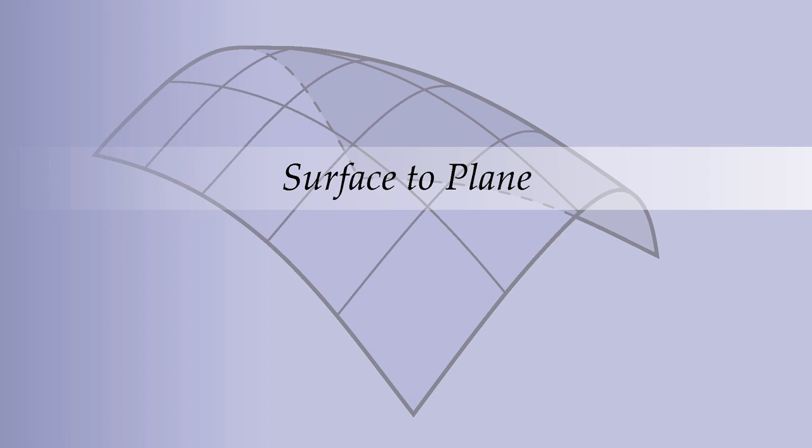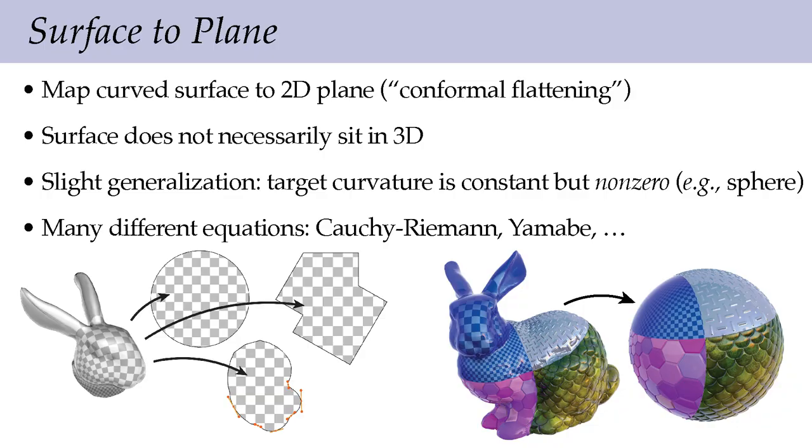Okay, so enough about going from a surface to a surface. I'm sorry, from a plane to a plane. Perhaps the most common case in geometry processing is we have a curved surface and we want to go to a flat plane. And this is the basic task of conformal flattening or conformal parameterization. Okay, so there's some examples. We have a famous bunny head. We map it to the plane. Lots of different ways you can do that while preserving angles.